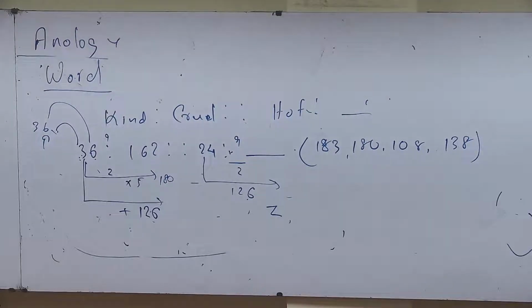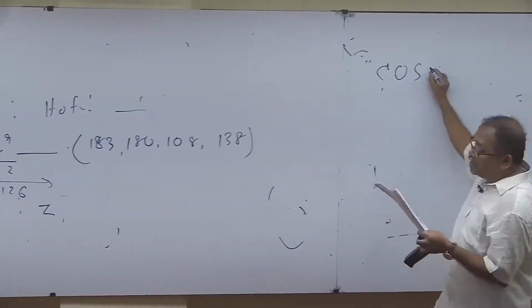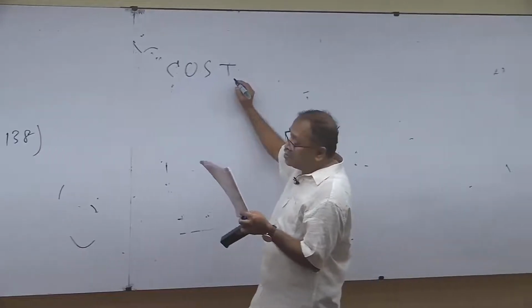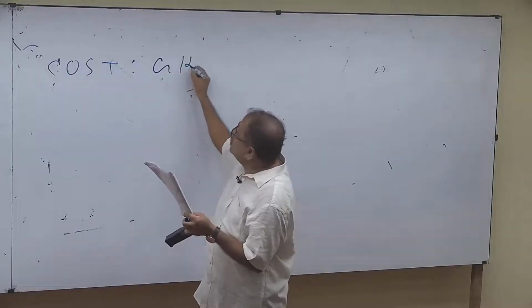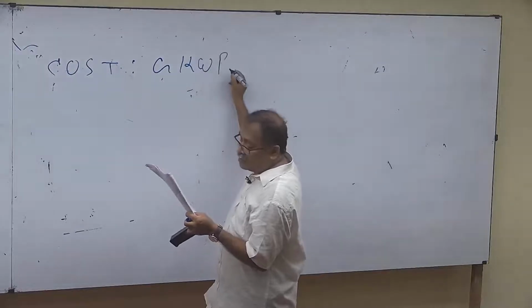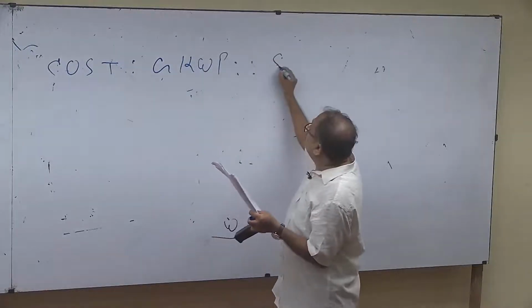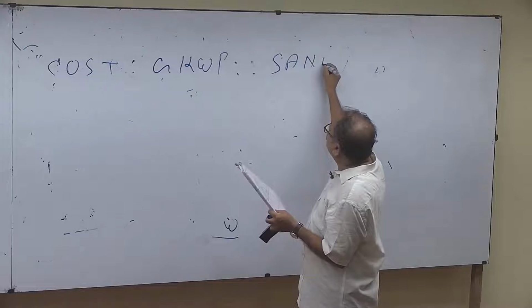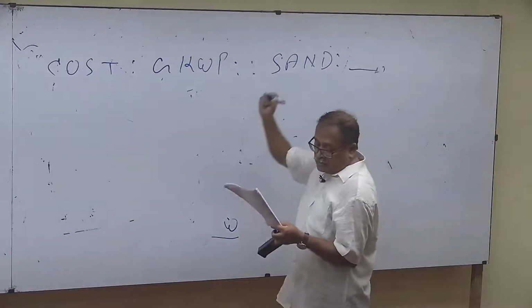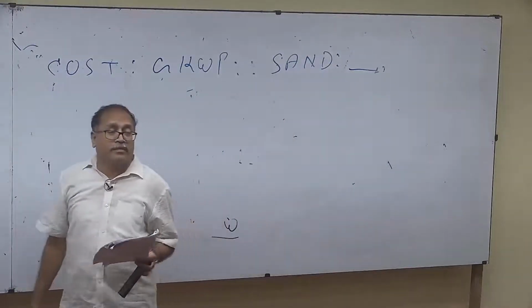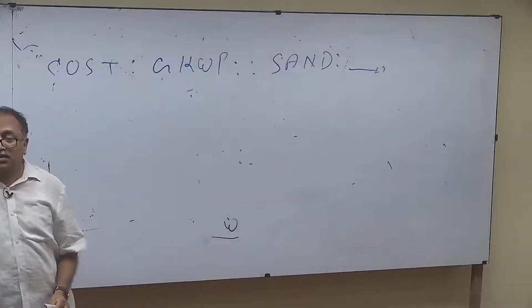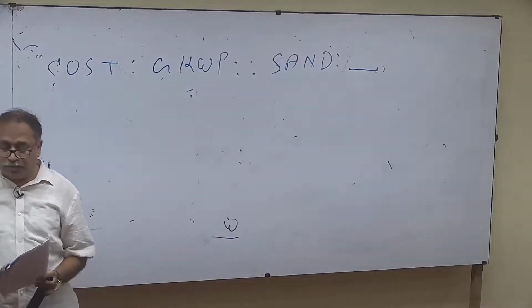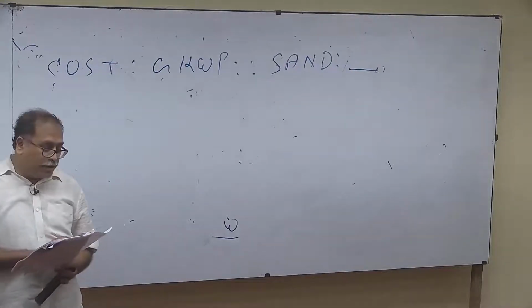And this says that COST, cost, if written as GKWP, then SAND dash. It's also the same, SSC-JE 2020 paper, letter analogy.